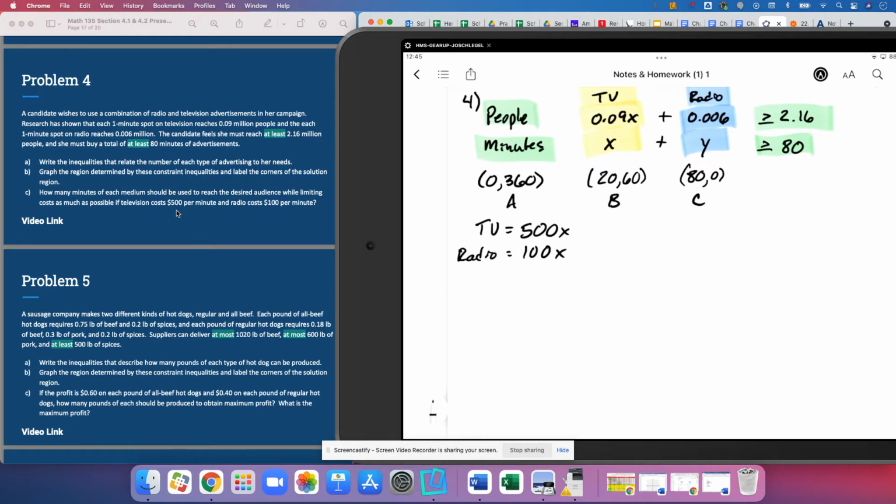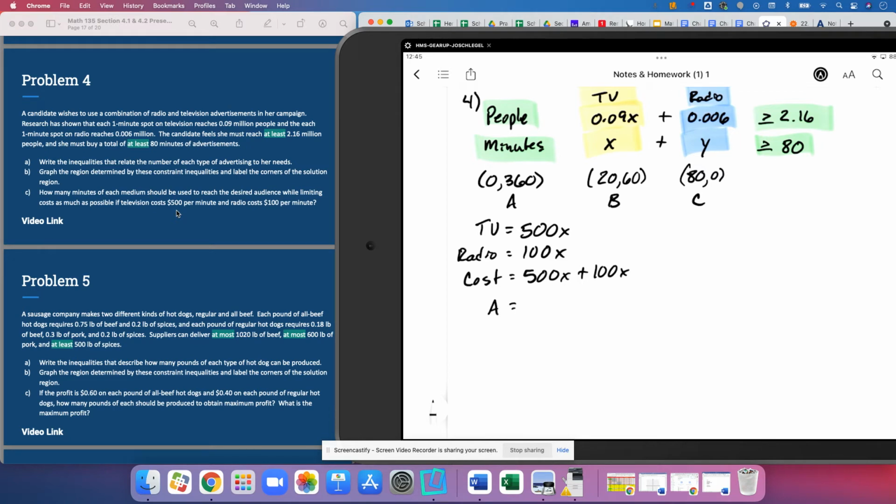So someone might look at this and say, you know what, I'm just going to buy all radio because it's way cheaper. Well, we're going to do math. We're going to use our points to figure out which one of these is going to be the cheapest. And so again, we're wanting to keep cost as low as possible while still reaching the desired audience. The way that we're going to do that is by creating a cost function. That's not 50x, that's 500x, plus 100x is going to be what the total cost is of ads spent for both TV and radio.